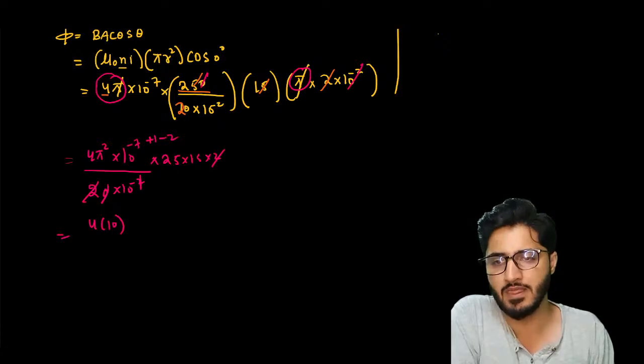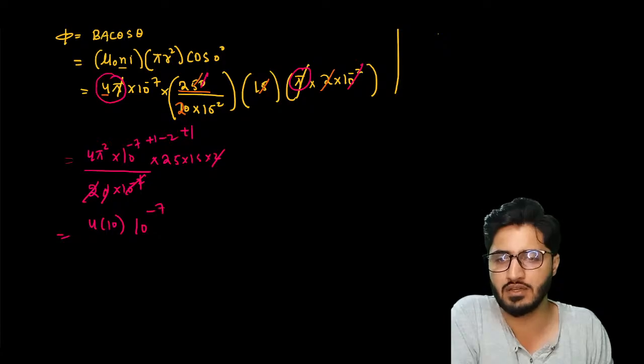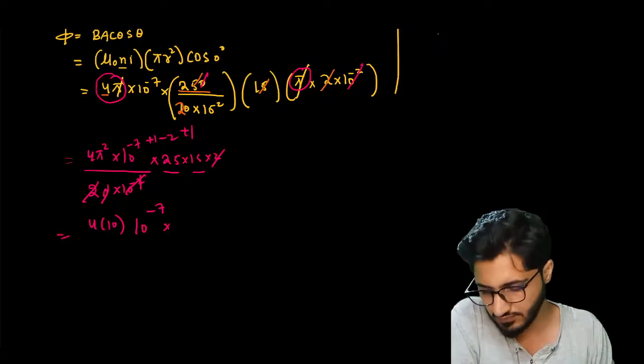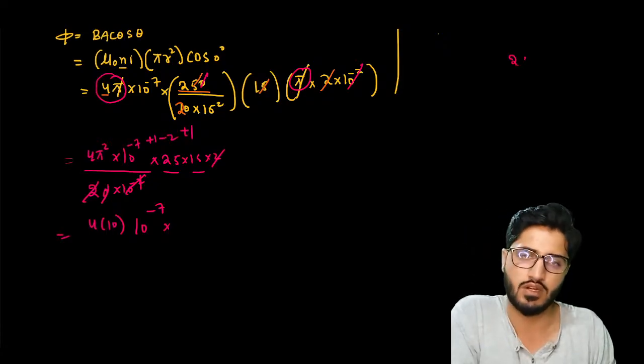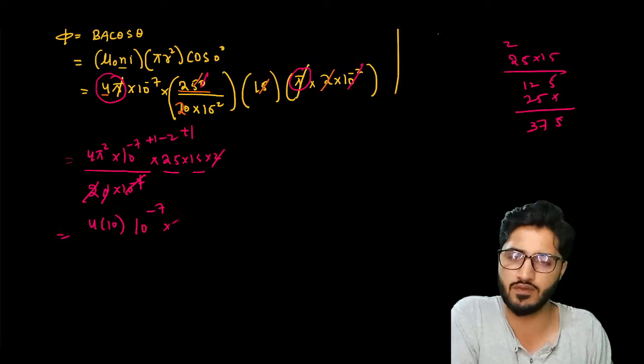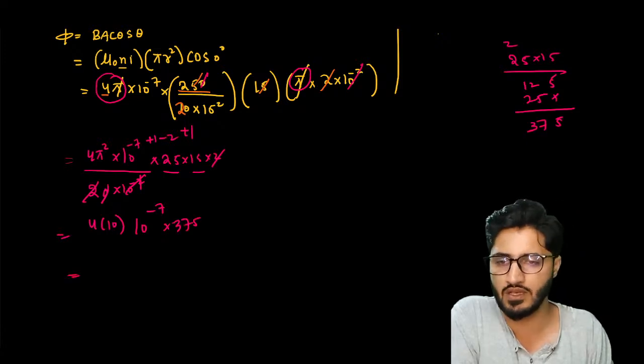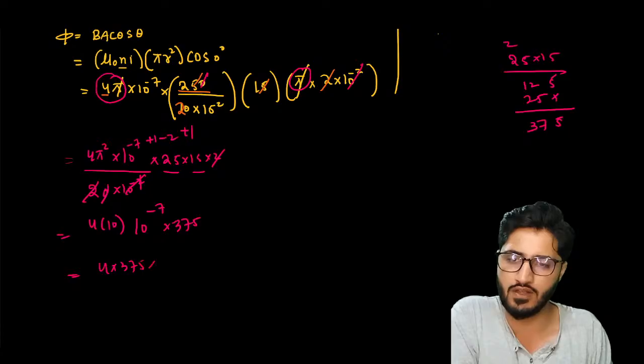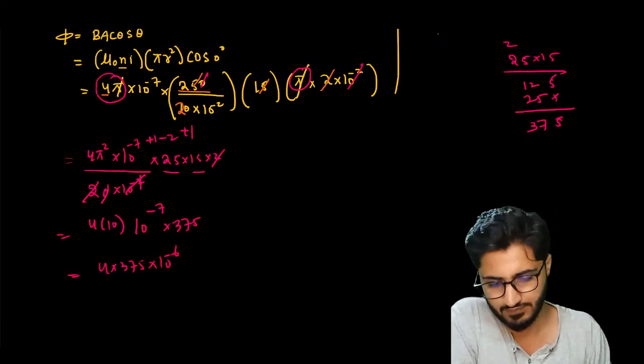It goes up, so cut out, it is plus 1. So we are having 10 to the power minus 7, then into 25 into 15. Okay, now I have 25 into 15: 5 5s are 25, 10, 11, 12. So we are having 375. So 4 into 375, 10 to the power minus 6.